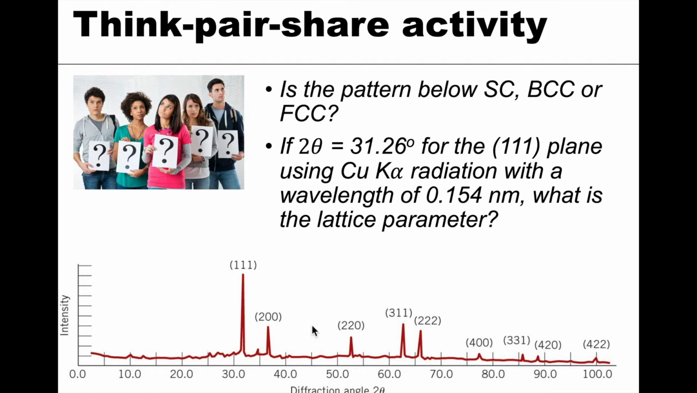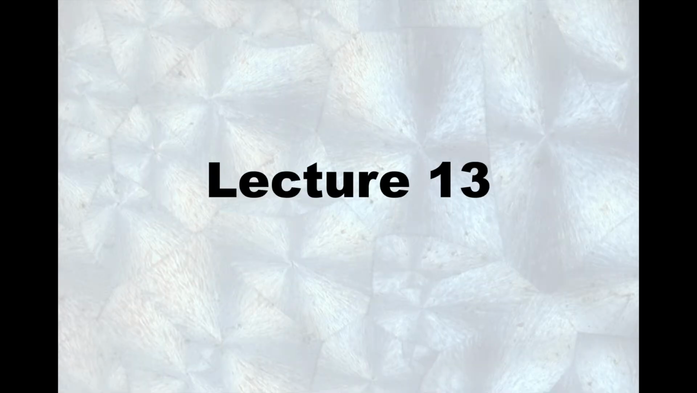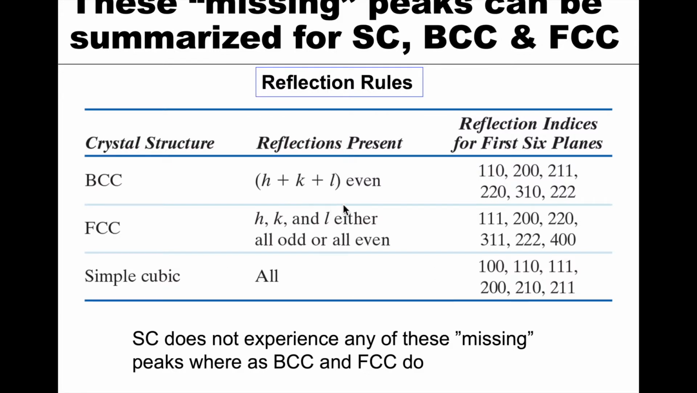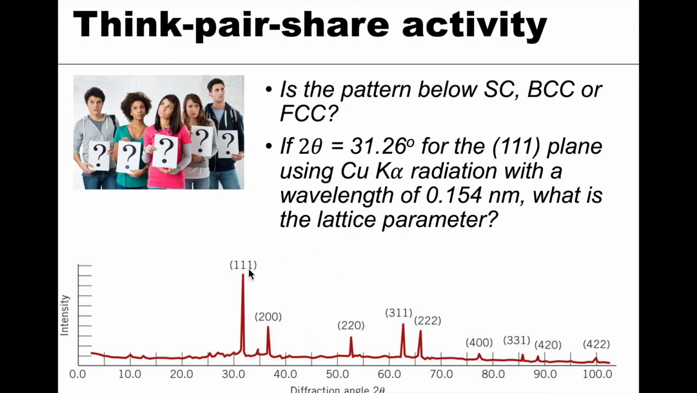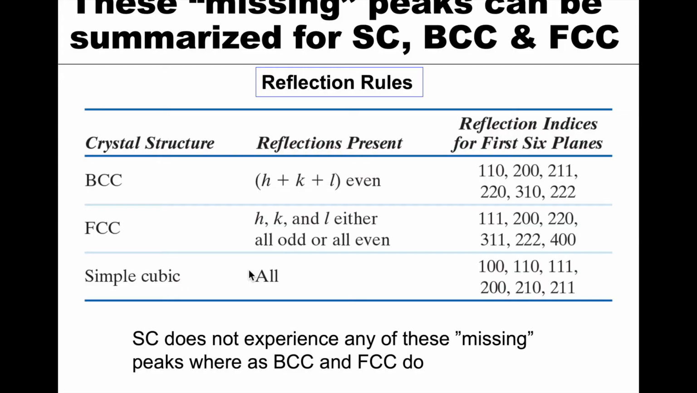So let's go back to the table. You can also find this in your book, and see if we can find something that matches those values. Here are our reflection rules. Let's look for 111 as the first peak. Again, simple cubic, FCC, BCC. If it is one of these, it should have the first peak being 111. If we look at these, the only one with the first reflection of 111 is FCC, the first value here. And sure enough, the reflections present should be either all odd or all even.